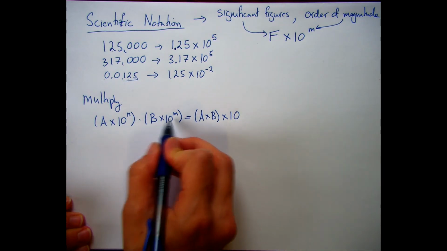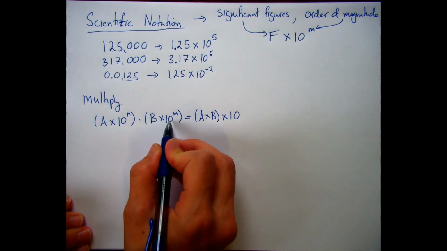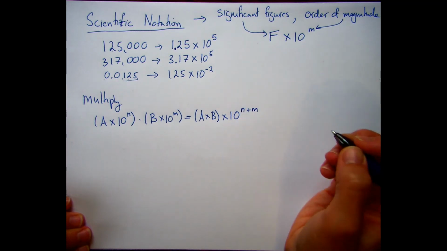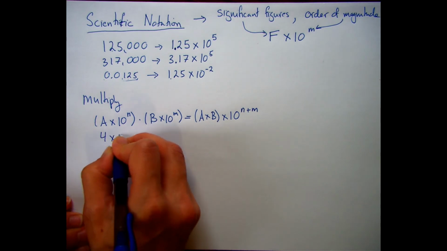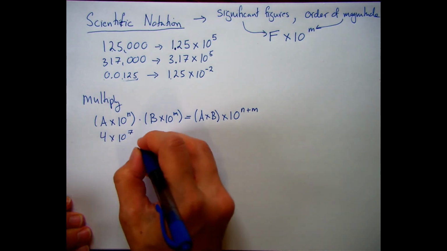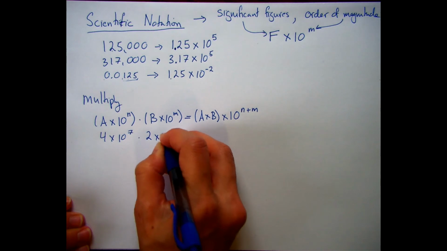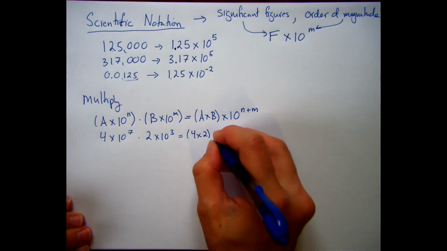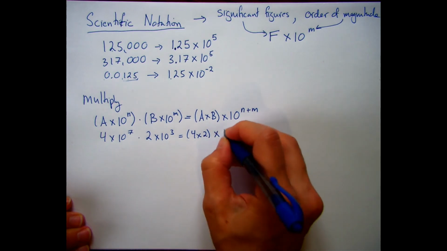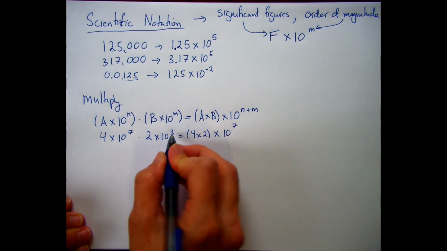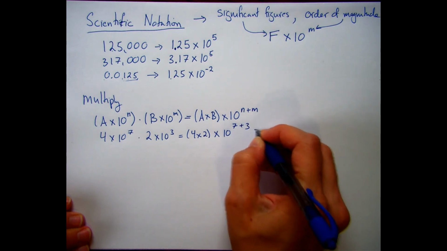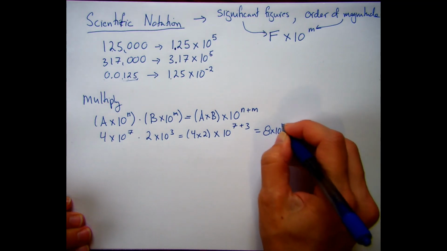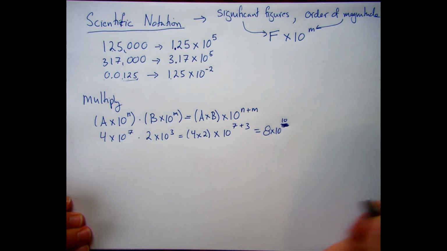And because they're both exponents of 10, we can just add those exponents. So it would be n plus m. So as an example, if we had 4 times 10 to the 7, and we were multiplying it by 2 times 10 to the 3rd, well, we'd multiply the 4 and the 2 together, and then we deal with the powers, so that would be 10 to the 7 plus 3, and we'd get 8 times 10 to the 10. Oops. Sorry, hard to write and talk at the same time.